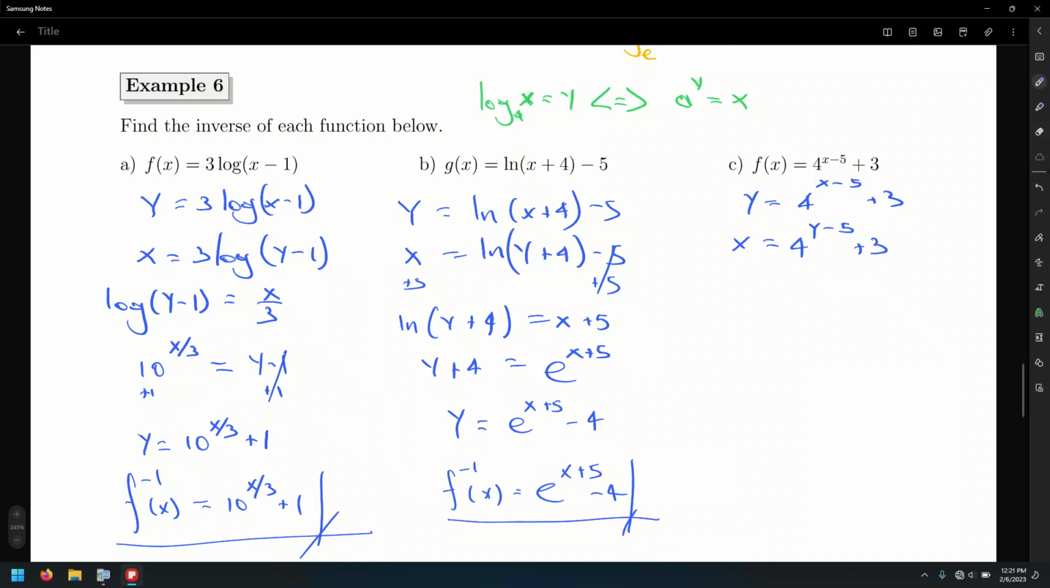So let's isolate the exponential term first. I'm going to subtract 3 on both sides, for y minus 5, wait, 4 to the y minus 5.